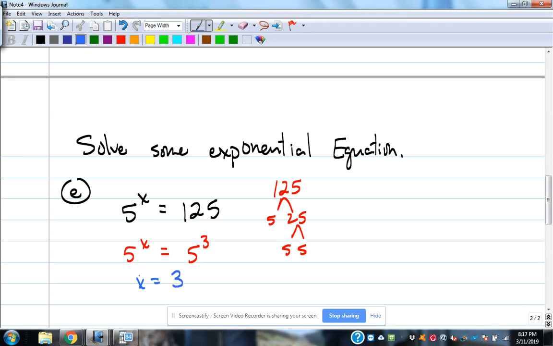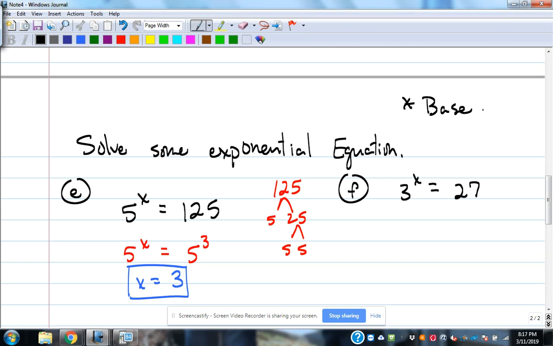The reason you're done is because x is already by itself. And we get that easy equation to do. Let's look at a harder one. 3 to the x is equal to 27. Again, name of the game: get the base the same. Get the base the same and work. 27 is 3 to the third. So what does x have to be? 3.